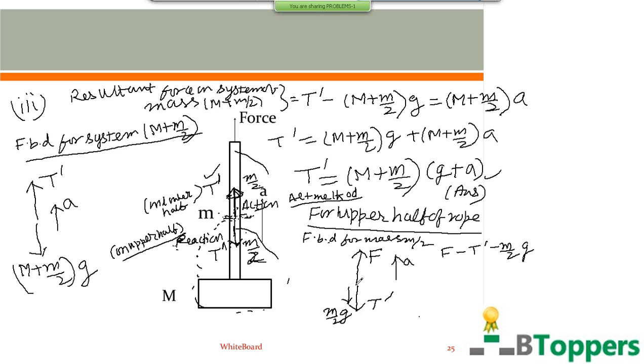From Newton's second law, the resultant force on the upper half of the rope of mass m/2 must be equal to the product of the mass of the system and acceleration, that is, the mass of the upper half of the rope into acceleration. So from this you can find T' equal to, already we have calculated F in the starting part of the problem. You can substitute F here.